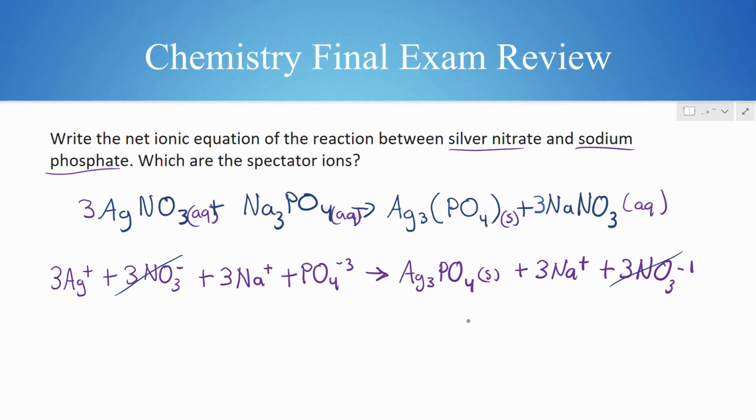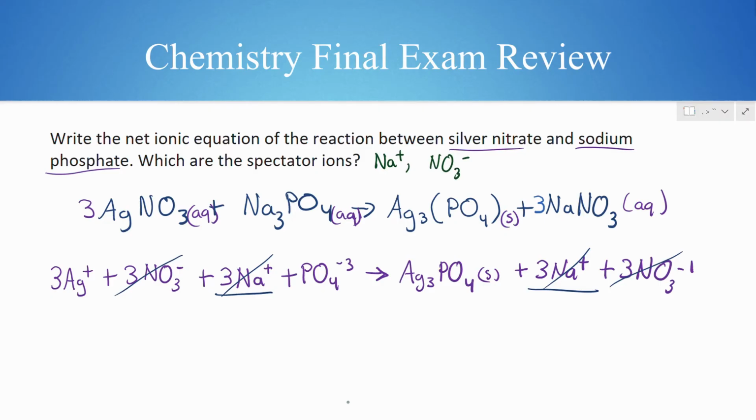Next, we have the sodium ion. This looks exactly the same on both sides. We have 3Na+ on both sides. This is another spectator ion. And phosphate, well, this appears as PO4 -3 on this side, but then it appears combined with silver on the right side. So phosphate will not be a spectator ion. Right now, the only spectator ions we have are the sodium ion and the nitrate ion.